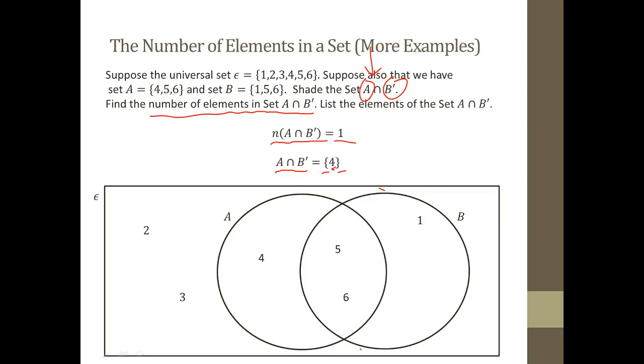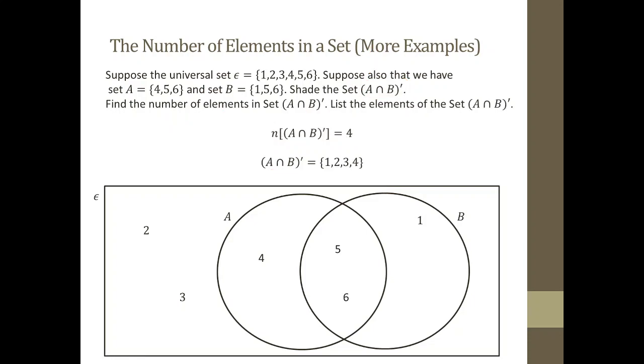Okay, now for the last question, shade the set bracket A intersect B bracket prime. This question will be hard because there are 2 steps. The first step is that you have to try to imagine how the region looks like for A intersect B. After that, you need to take the complement of that. Know what I'm trying to say?